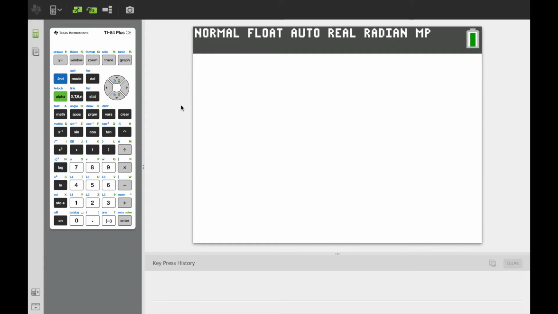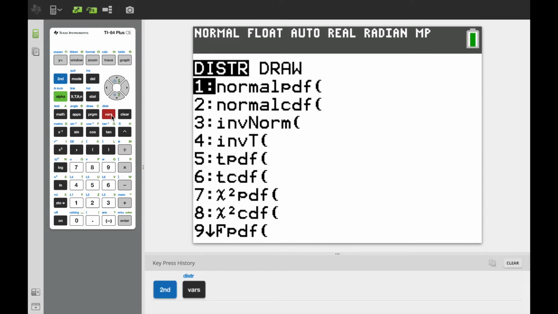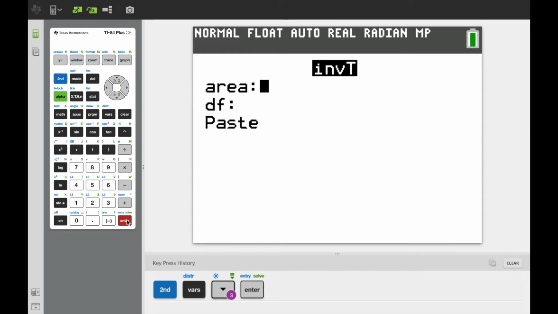In this video, we're going to learn how to solve for t when we're given a probability, and we did this in our previous video with a few examples. One thing to note, if we go to second vars, if you have a TI-84, you will be given the option for inverse t, but if you have a TI-83 calculator, you have to solve by hand.